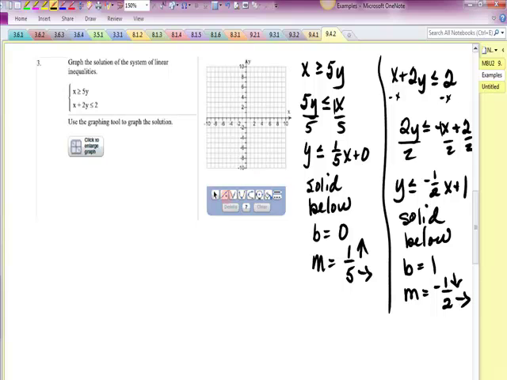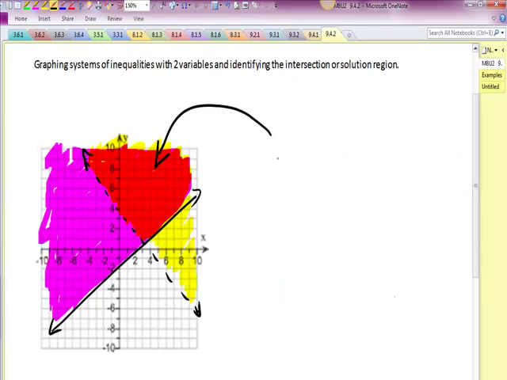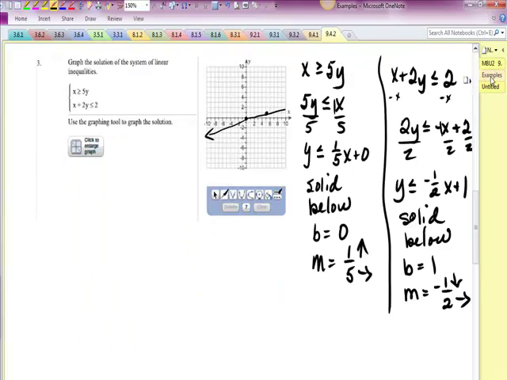All right, first line. Line, solid, begin at 0, 0, go up 1 over 5. You will get a solid line, which is very flat. I'm going to be shading below it. So right now, sorry to keep touching things, below it is all of this region. Second line.